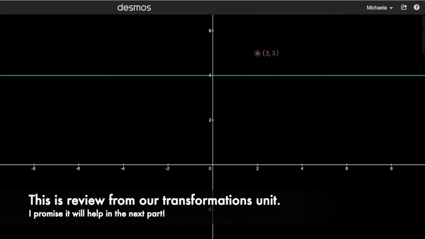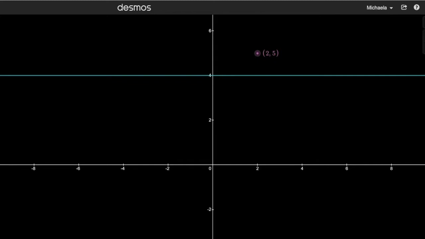Reflecting over a line that isn't one of the axes, or y equals x or negative x. Take, for example, the line y equals 4, shown here. I've added in the point 2, 5 to show the transformation more clearly.